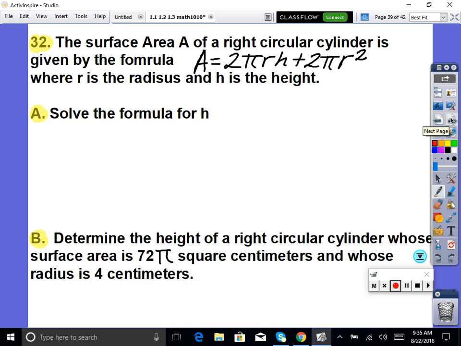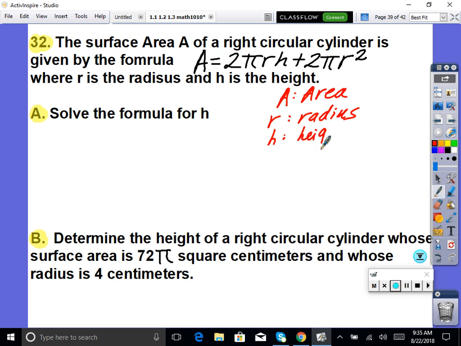Okay, look at 32, because this one is one of the easiest ones on there, and just because it has nasty, ugly words doesn't mean it's hard. So let's not freak out. Let's read this. It says, here is the surface area of a right circular cylinder. It's given by this formula. Area is equal to that big nasty thing, where r is the radius and h is the height. So I'm going to make myself a little note. A stood for area, r is for radius, which makes sense, and h is for height.